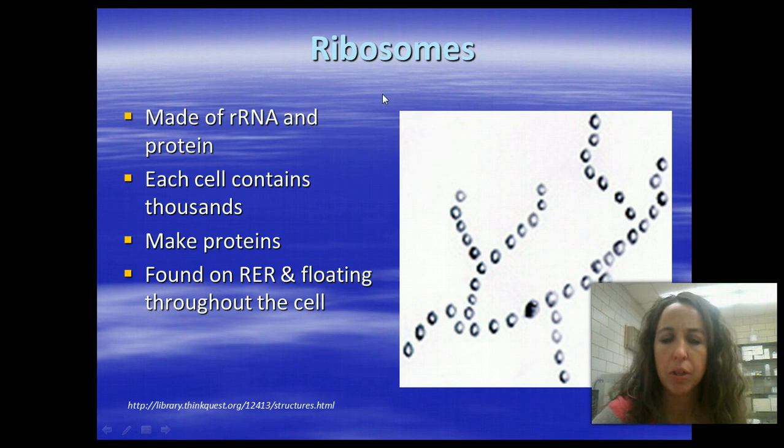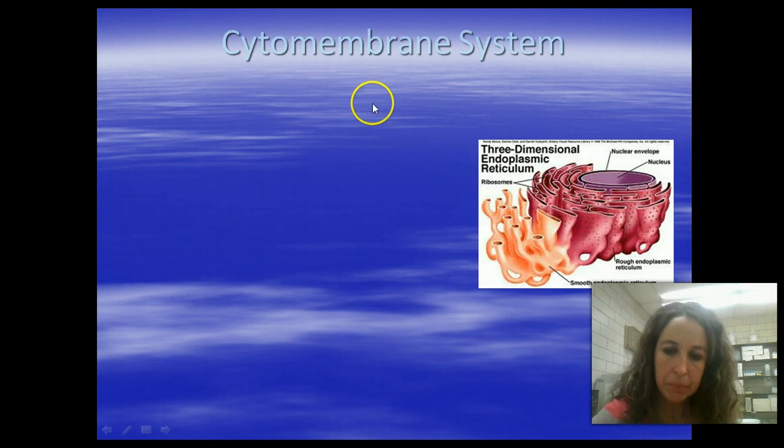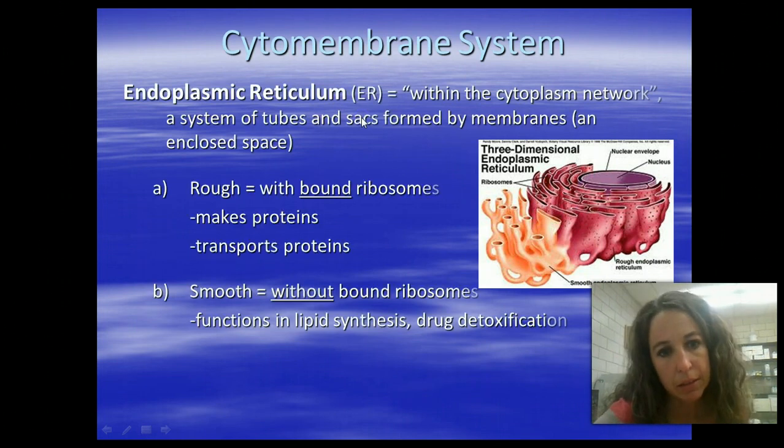Let me go back. The nucleolus is only in plants and animals. Chromatin is found in all three. Okay, cytomembrane system is plants and animals only.